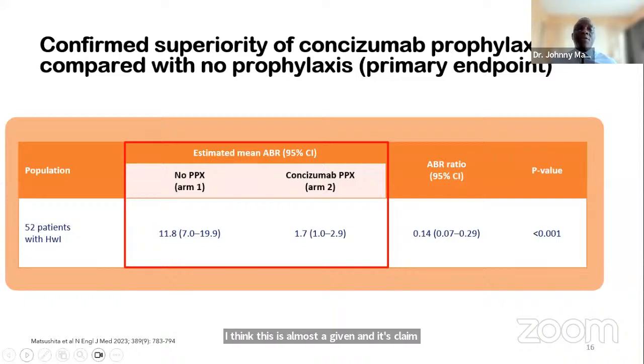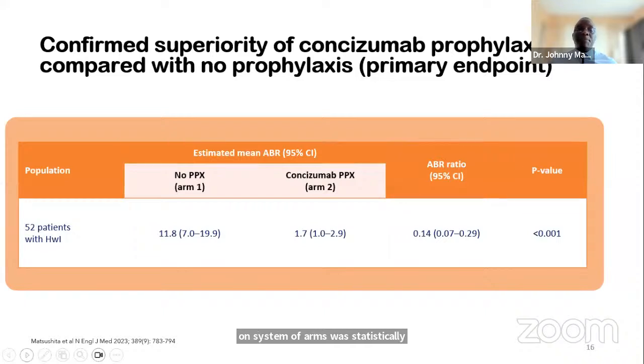And in fact, perhaps to nuance that, what I'm going to present here is a cohort only including inhibitor patients. It was a total of 52 patients with hemophilia with inhibitors. You can see from this data in the table that the mean estimated ABR was 1.7 in the concizumab prophylaxis arm compared to 11.8 in the no prophylaxis arm, arm 1. You can see there that the ABR ratio was 0.14, and the difference between the concizumab and the no concizumab arms was statistically significant, as shown by the p-value there.